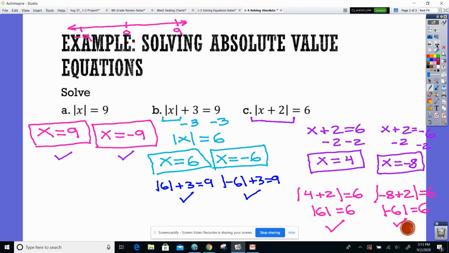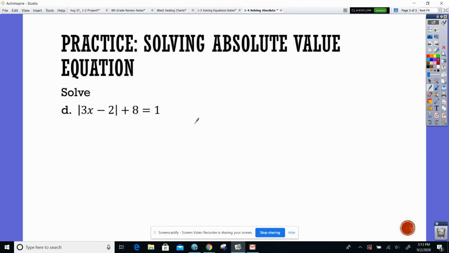We can do one more. This one is a little more complex, but just like we've been doing, the very first thing we want to do is get the absolute value by itself. Okay. Now, if you notice, the only thing in the way of the absolute value being by itself is this +8. So to get rid of this +8, I'm just going to go -8, -8.